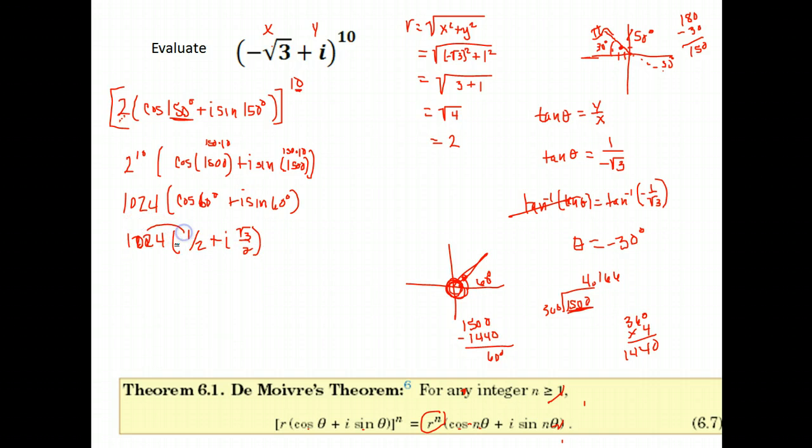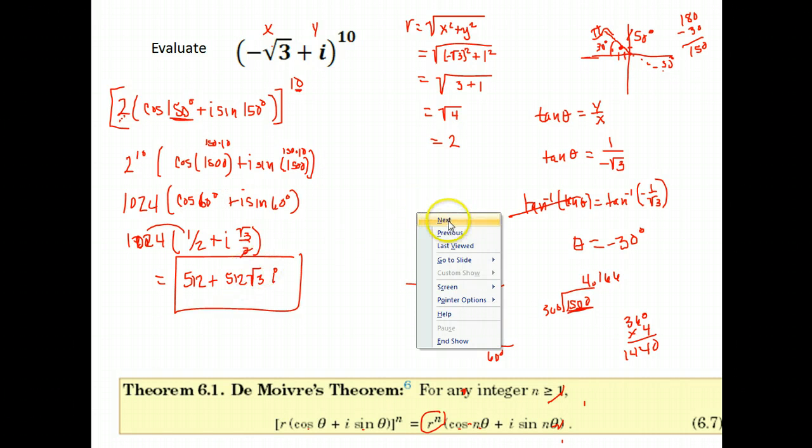I can go ahead and distribute the 1,024. That would give me 1,024 divided by 2 is 512. Plus, if I distribute here, I can still divide the 2 and 1,024. It'll give me 512, but I'll still have the √3, and I will still have an i on the end. So there's the exact value for this. It's 512 plus 512√3i. So a little extra work there because we had to convert it to trigonometric form, and we also had to find out where this angle was for exact purposes, but we came out okay.